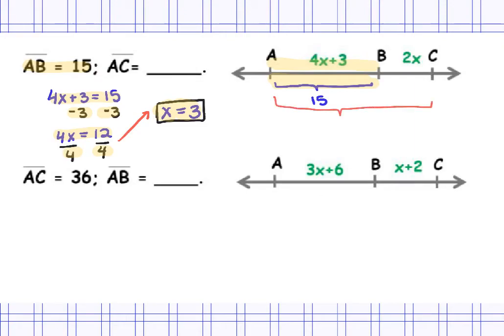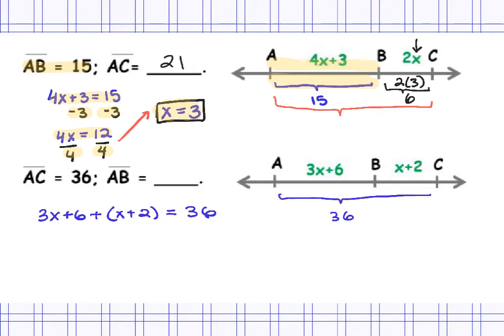Well, now that I know the value of x, I can simply plug in my value of x here. So I know that x is 3, so 2 times 3 would be the length of BC, which ends up being 6. So now I know that BC is equal to 6, and AB is equal to 15. So if I need to know the entire length, I know that 15 plus 6 gives me 21.